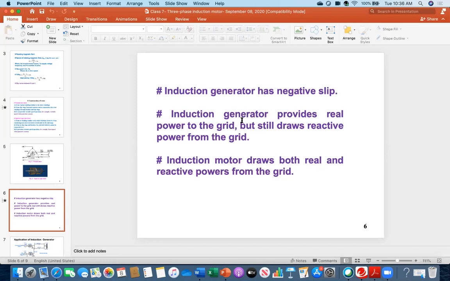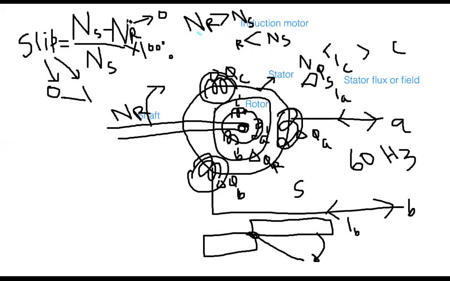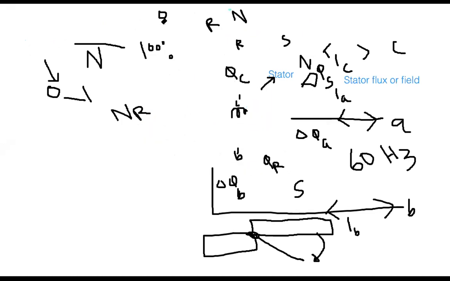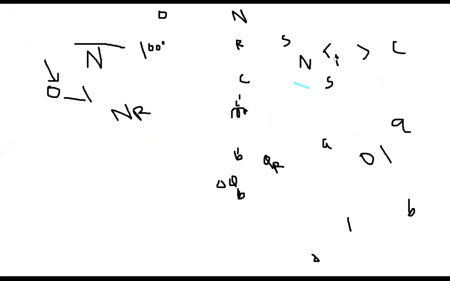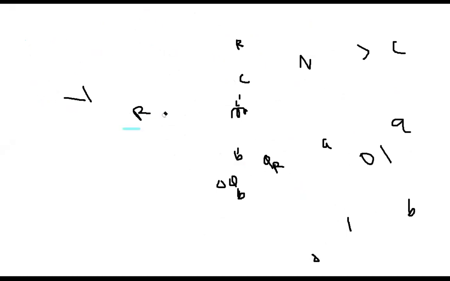Even though it is a generator, although it is delivering real power to the grid, it is still taking reactive power from the grid. That's the question: why does it still need to take reactive power from the grid? I would like to explain this, and that will help you a lot. One second, let me go back there. Let me clean up this and then redraw it so you can get it.